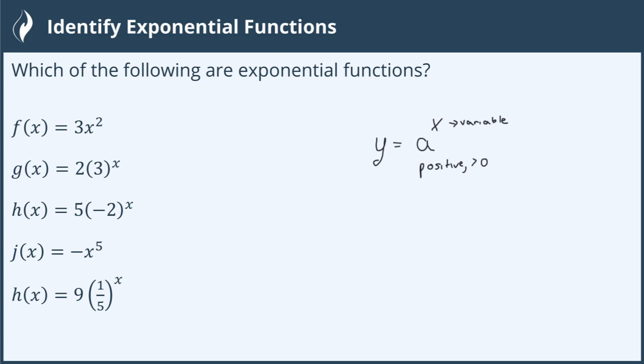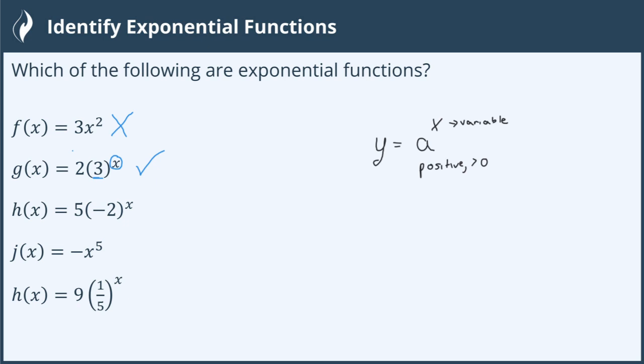Let's take a look at a couple of options. Our first option, f of x equals 3x squared. You might think that this is an exponential function because an exponent is present. However, that exponent is a constant and not a variable, so not an exponential function. g of x is 2 times 3 raised to the power of x. We have a variable in the exponent and our base is positive, making this an exponential function.